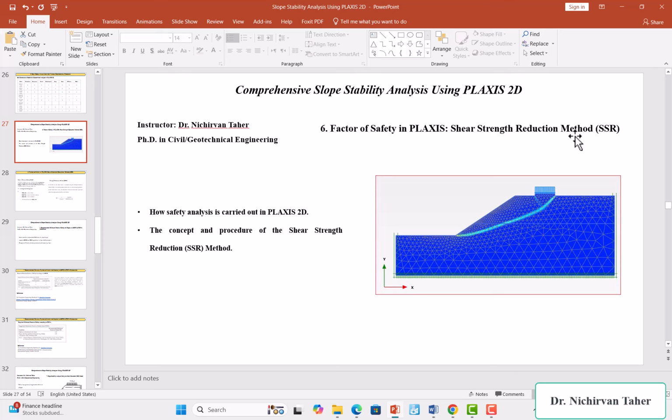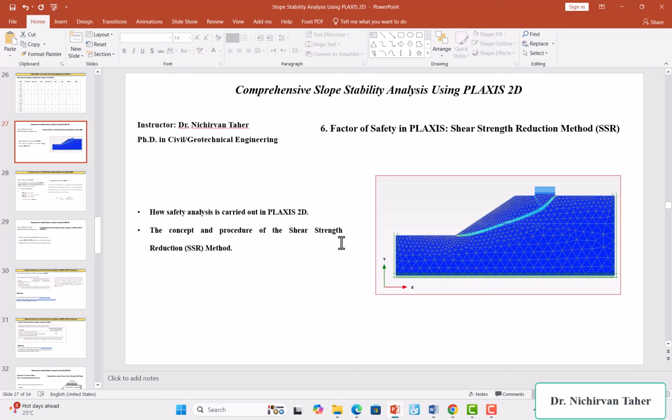So in this lecture we will learn how factor of safety or safety analysis is performed in PLAXIS software. And also we will understand how factor of safety is calculated in the shear strength reduction method.